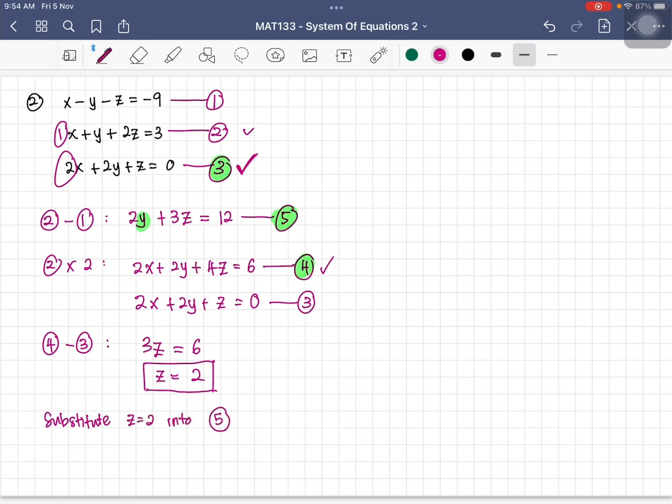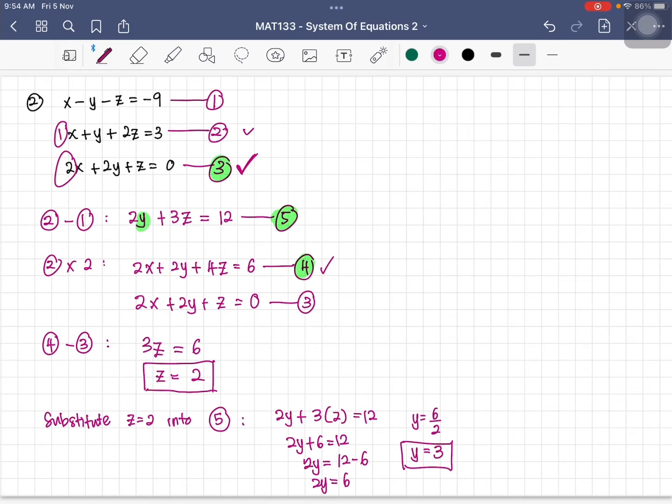Therefore, I have 2y plus 3z, where z is 2, equal to 12. So 2y plus 6 equal to 12. Therefore, I have 2y equal to 12 minus 6. 2y is equal to 6. Therefore, y equal to 6 divided by 2. I have y equal to 3. So now I've obtained the second answer: y equal to 3 and z is equal to 2.